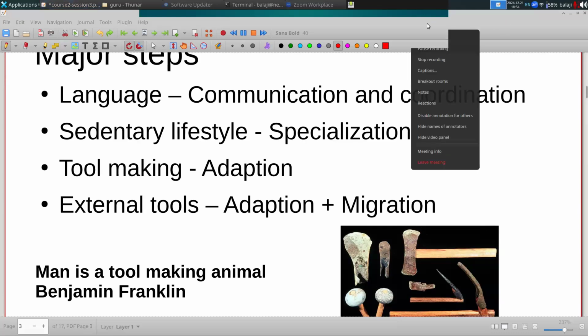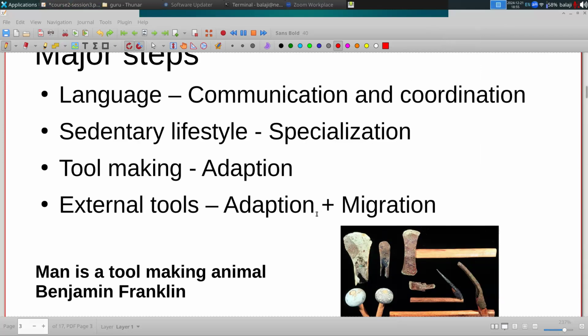Okay, somebody has given some chat. What is this? Yeah, definitely. I just mentioned, that was a beautiful point you made. Yes, biomimicking is definitely something. Thanks, Prasanna, for bringing this up.